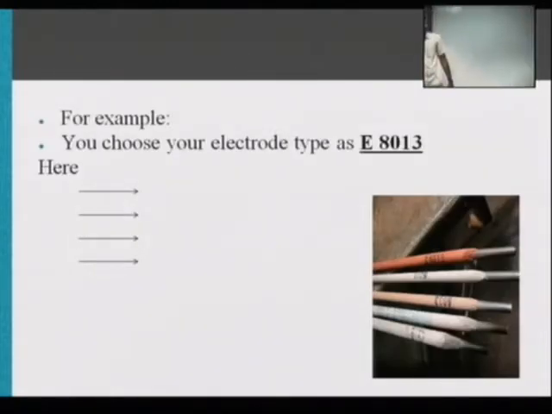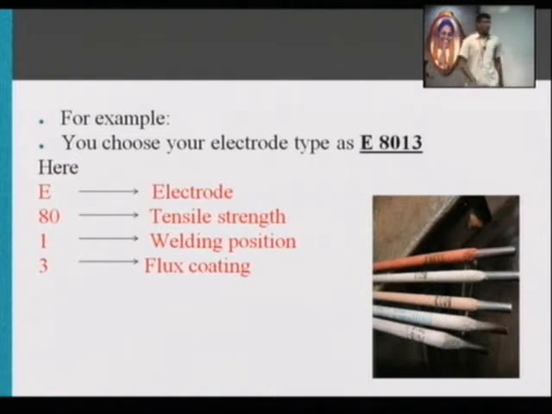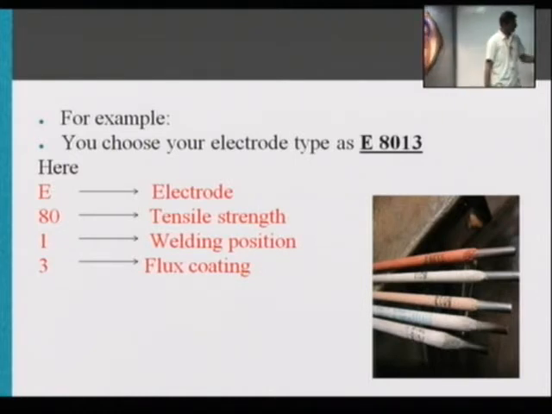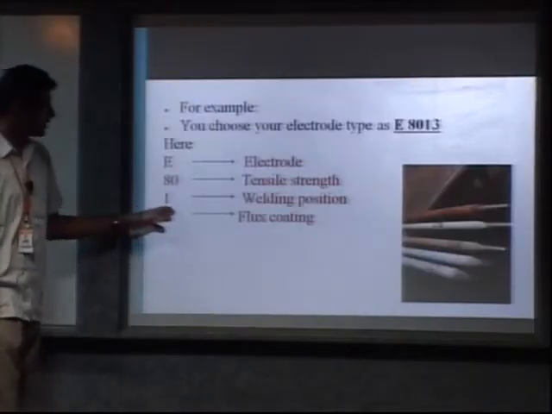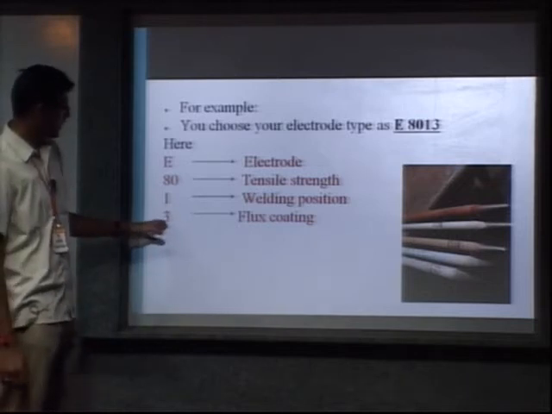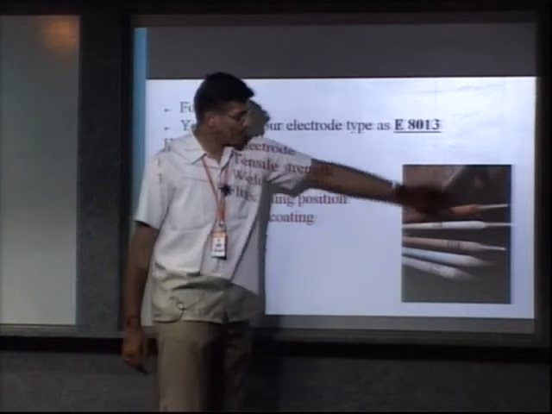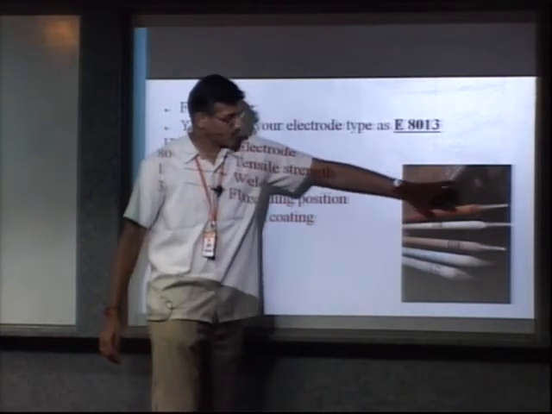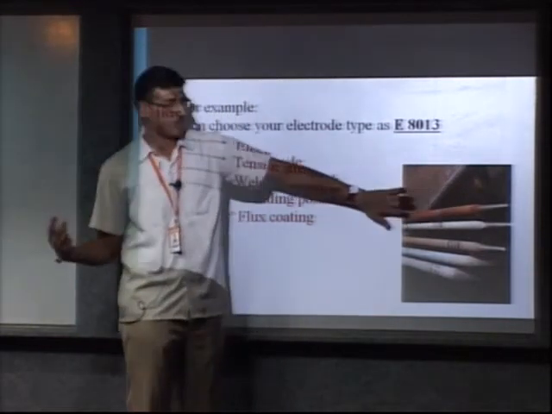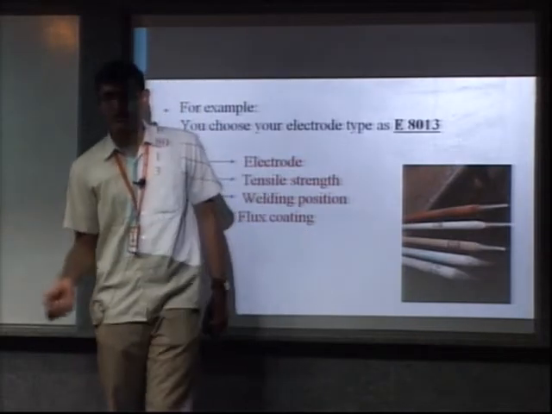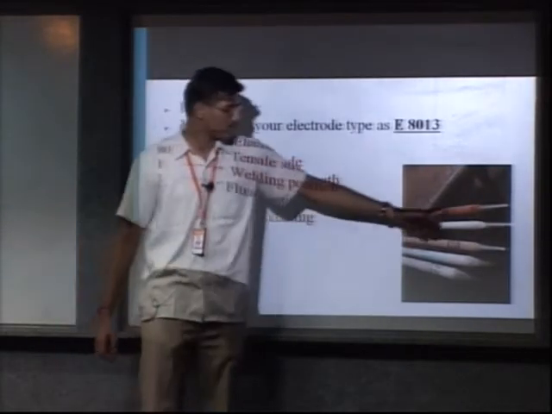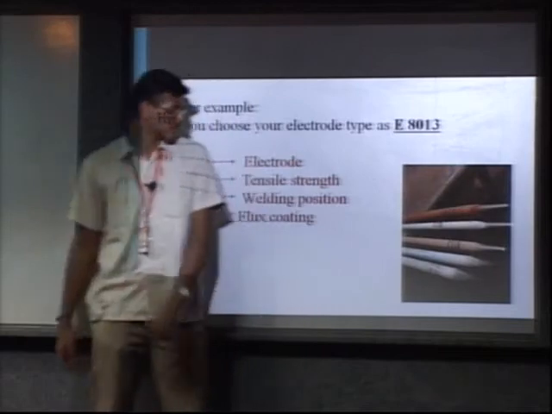Suppose your electrode is named E8013. Then the E is your electrode, 80 is your tensile strength, 1 is your welding position, and 3 is your flux coating. See, this is your electrode, and this red area that surrounds it is made of some chemical reagents. So this is your flux. This flux surrounds your electrode.